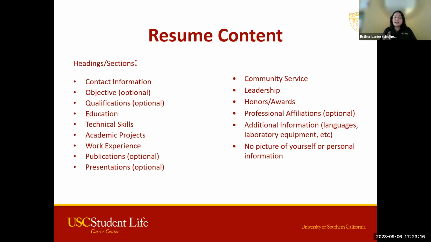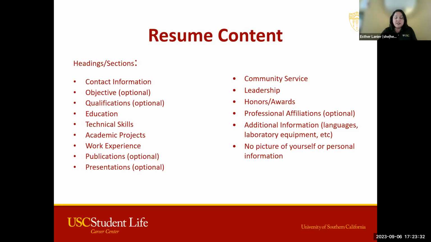And again, just wanted to reiterate, you don't provide a picture of yourself or provide personal information. And what I mean by that is don't provide any specific information as far as your date of birth, where you're from, any religious affiliation, nothing that has to do with how you can do a particular position.